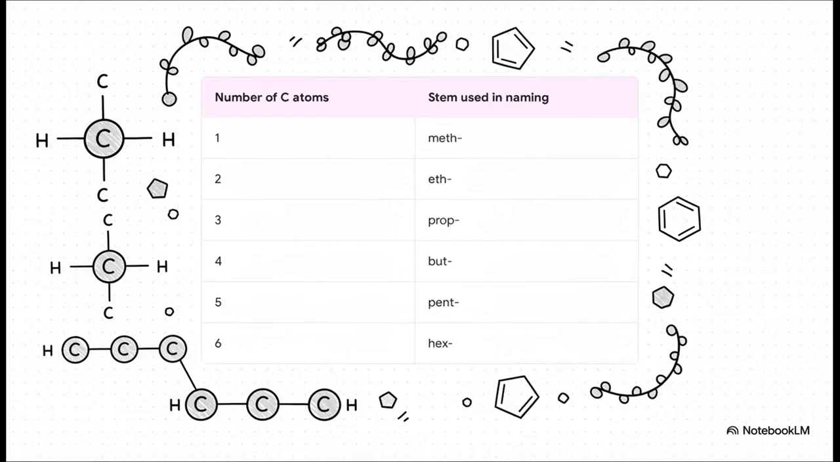The absolute foundation of any name is its stem, and the stem just tells you how many carbons are in the main chain. 1 carbon is meth, 2 carbons is eth, 6 is hex. Seriously, memorizing these first few is like learning your ABCs. It's the alphabet of organic chemistry.